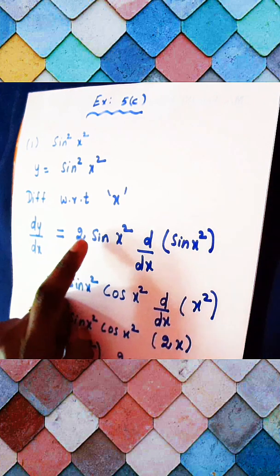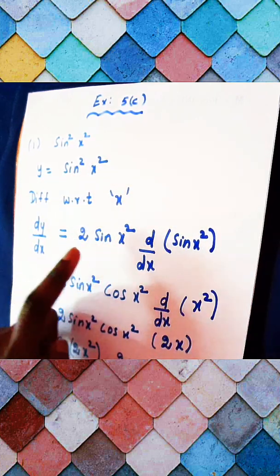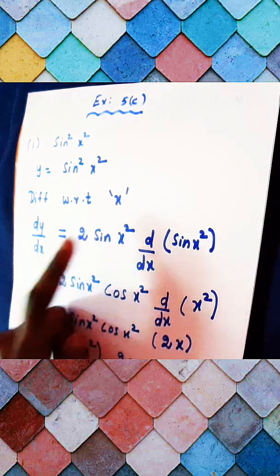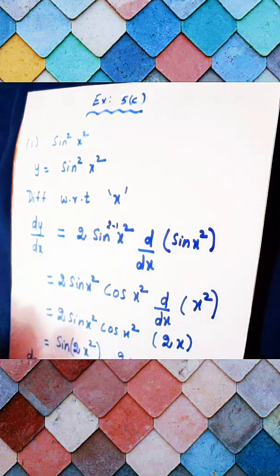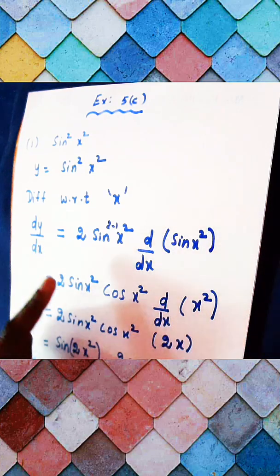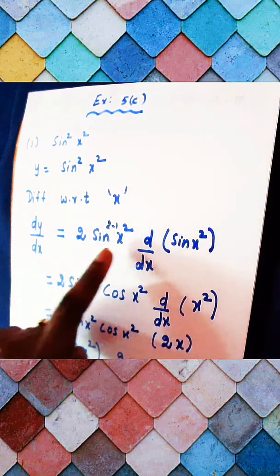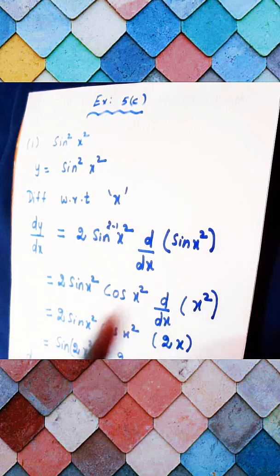We applied the power rule. The power of sine is 2, so 2 sine to the power 2 minus 1. Actually, it is 2 minus 1, which is 1. So sine to the power 1 is sine x square. Again, you have to differentiate the inner function sine x square.